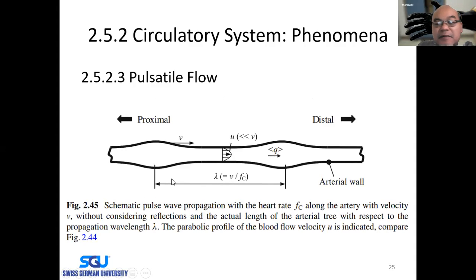Schematic pulse wave propagation with the heart rate Fc along the artery with velocity V, without considering reflection and the actual length of the arterial tree with respect to the propagation wavelength lambda. Lambda, the wavelength of the propagation, equals the velocity divided by Fc, the heart rate. The parabolic profile of the blood flow is because at the wall it has very small velocity, almost zero. The highest velocity is at the middle.